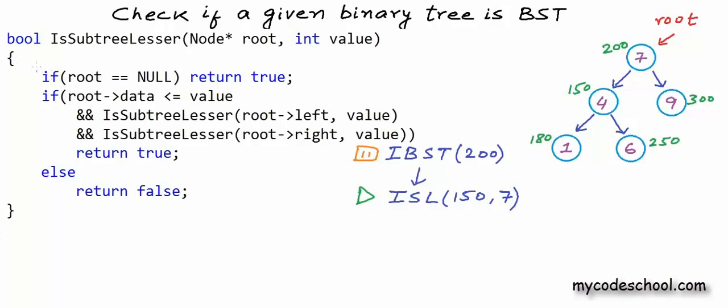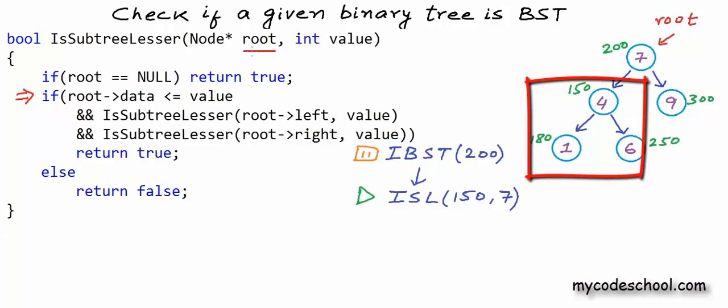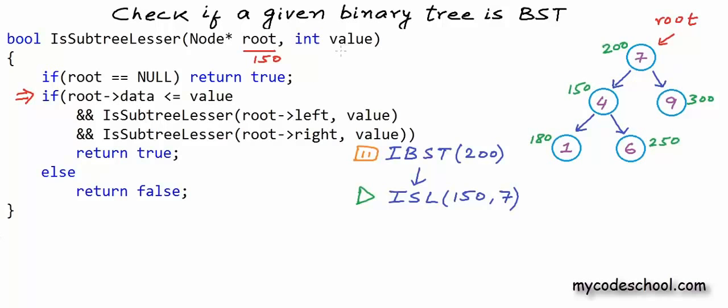Now in this call to isSubtree lesser, root is not null, so we will not return true at the first line. We will go to the next if. Here the first condition is if data in root, and the root this time is 150, because this call is for this left subtree, and for this left subtree the address of root is 150. Data in root is 4, which is lesser than 7.